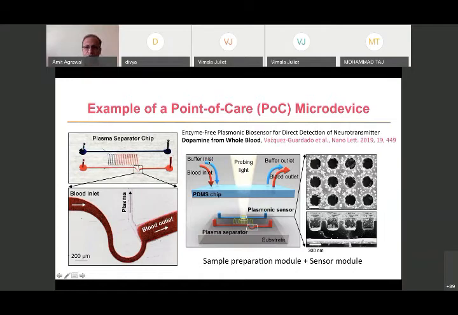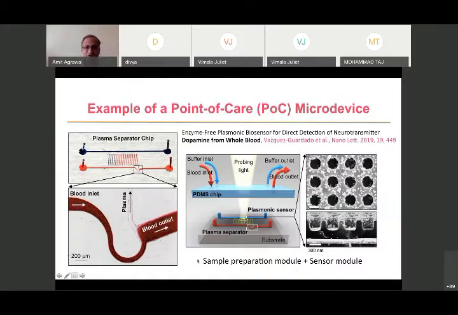Here we are looking at two main modules. One is the sample preparation module, where the blood is taken in, which is what you see on the left, and the plasma comes out. This plasma is now going to indicate the amount of dopamine which is there. To do that, we take this plasma to a second sensor module where we essentially sense the amount of dopamine which is there, and therefore we know how much dopamine is there in blood.